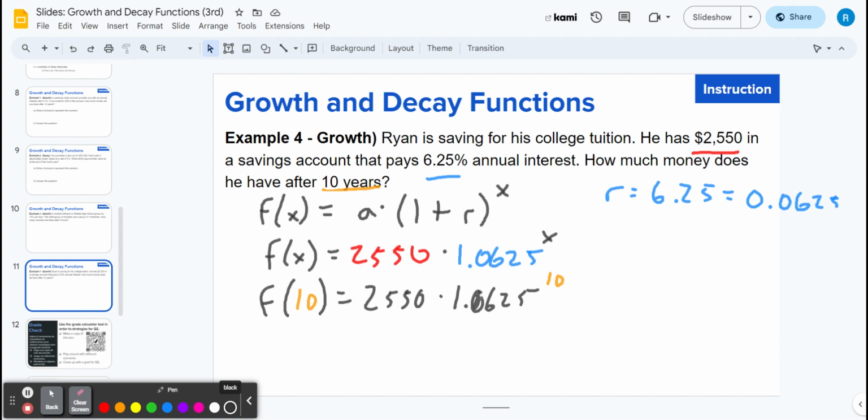Okay, and then we'll get a final number here that will be in dollars. And let's run that, 2550 times 1.0625 to the 10th. We get $4,675.52.